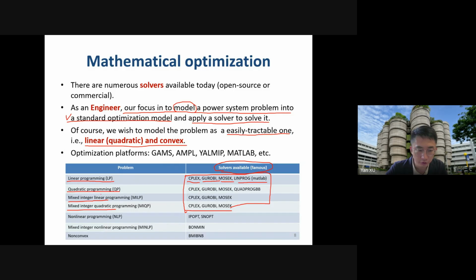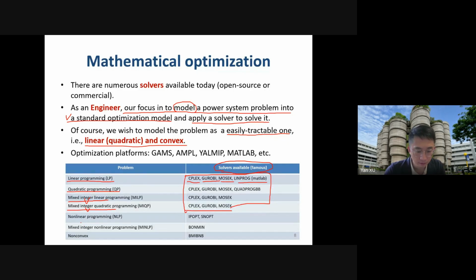And for mixed integer and mixed integer quadratic, that means the decision variables contain both continuous variables and integer variables. An integer variable, for example, could be 1 or 0, which denotes the on and off status of a unit, or it could be just a discrete number to denote the positions of the transformer tap changer, or the positions of the capacitor bank, right? So that's why we may also have mixed integer programming.